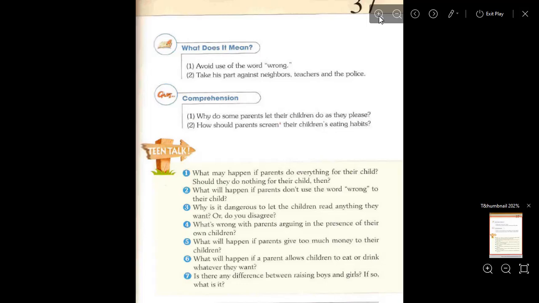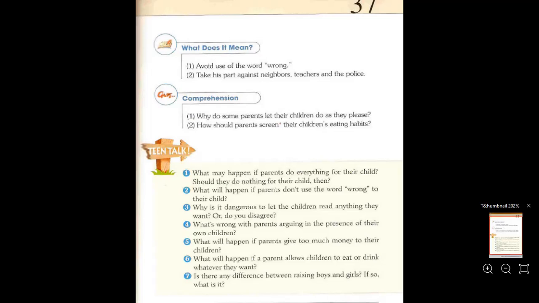Number four is, it's okay. Number four is, what's wrong with parents arguing in the presence of their own children? Yeah, in the presence. Like, is it wrong if the parents are fighting, arguing while their kids are around them? Is that wrong? I think it's not. Like, parents fighting, blah blah blah, and then the kids are just looking at them. Is that okay?